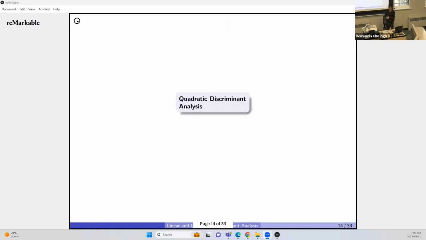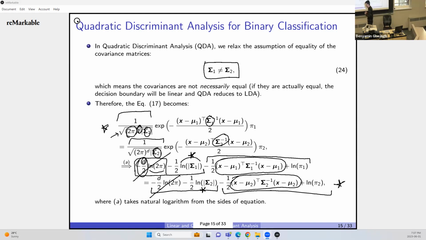Then we talked about quadratic discriminant analysis, which says I don't make the additional assumption anymore. I only assume that the distributions of the two classes are Gaussian, but I don't assume that their covariances are the same. So I have sigma 1 and sigma 2 now. They are not necessarily equal to each other. If they are by chance equal, QDA reduces to LDA. The quadratic decision boundary becomes linear. Interesting, right?